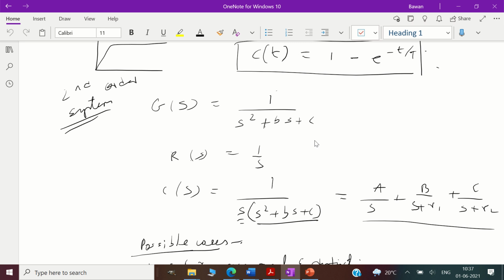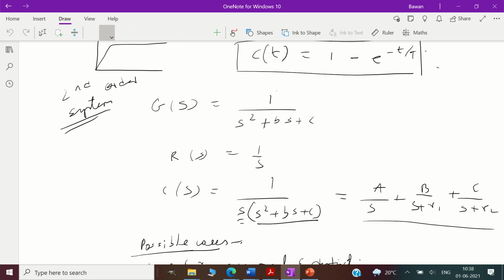The transfer function G(s) is given by 1 by s square plus bs plus c, and the input is 1 by s, which is a unit step input. Then your output will be given by 1 by s square by s open bracket s square plus bs plus c, and this you can actually solve using partial fractions expansion.